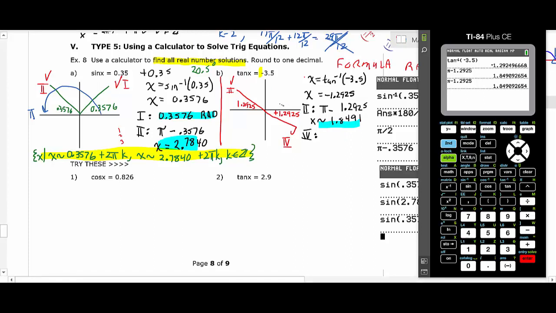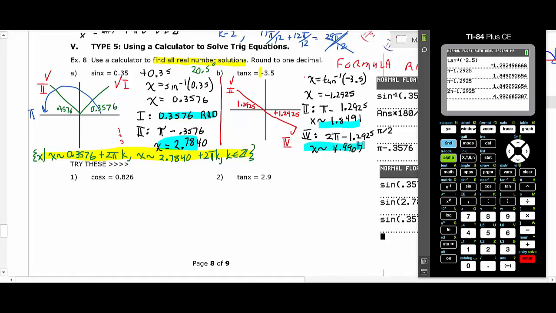Okay, quadrant 4, you're going to do this. All the way around the circle is 2 pi less the reference angle of 1.2925. So you want to do that on your calculator, and we'll get approximately what that is then in radians. So 2 pi minus the reference angle, and let's see, that's 2925, and that will give me approximately this. So let's say 4.9907.